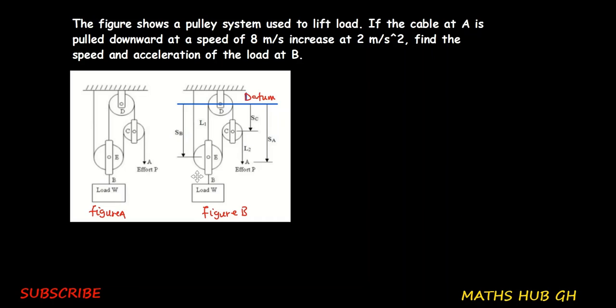So the first thing to do here is to write an equation relating SA, SB, and SC. In this case, you see that we have two ropes, rope 1 and rope 2. I'll trace rope 1 so that we write an equation for the first rope.